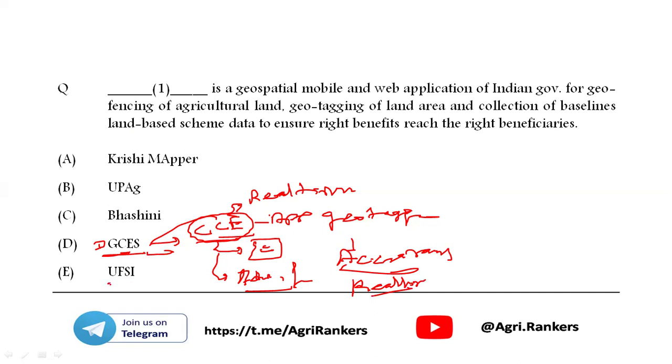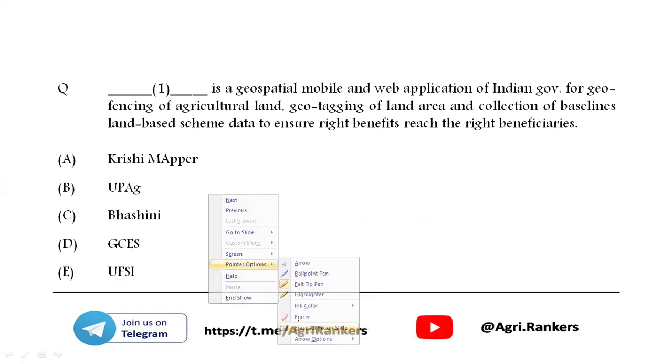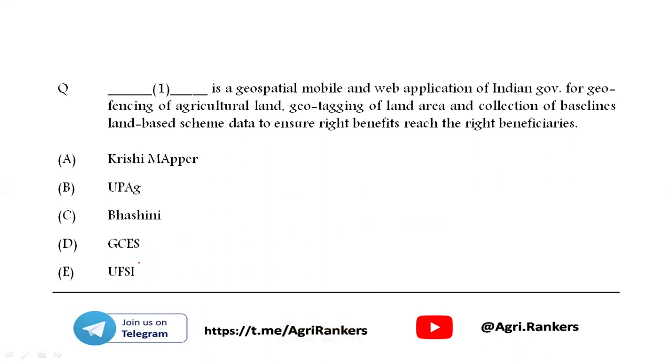The other one is UFSI. This is the most important, and it has not been launched right now, but it will be launched in future. UFSI means Unified Farmer Service Interface.